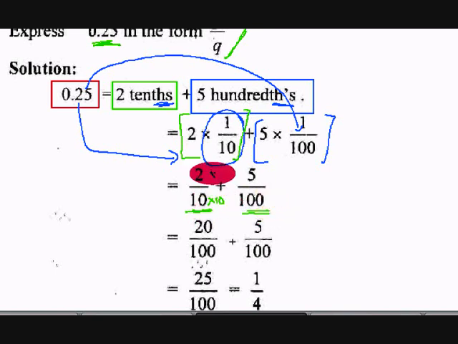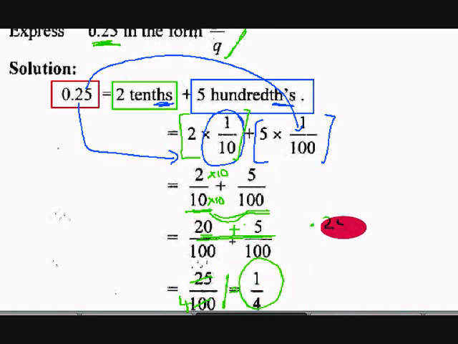Multiplying by 10 on the numerator and denominator, we make the denominators common. So 20 by 100 plus 5 by 100. Now since the denominators are common, we can just add the numerators. So 25 by 100. 25 times 4 is 100, so hence we got 1 by 4. This is how 0.25 can be represented in the p by q form. P is the numerator, q is the denominator.